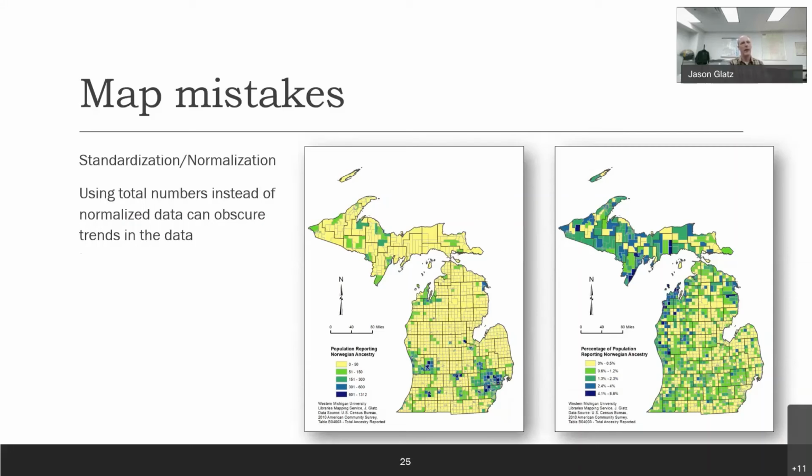So on the left is basically just a population map of Michigan. But when you control for population, you can see that the people with Norwegian ancestry are basically in the UP and in the northwestern part of the lower peninsula along the coast. So it shows a much better representation of the distribution of people with Norwegian ancestry, or the areas that might be more Norwegian than the rest of the state.